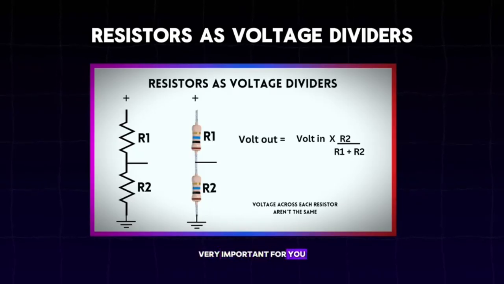It is very important for you to know how to calculate when you are using a resistor as a voltage divider. To calculate the voltage across a resistor in a voltage divider circuit, use the formula Vout equals Vin multiplied by R2 divided by R1 plus R2, where Vout is the output voltage across resistor R2. Vin is the input voltage. R1 and R2 are the two resistors in series. And the key point is that R2 is the resistor you want to measure the voltage across. So let's use some practical examples to see how voltage dividers work.